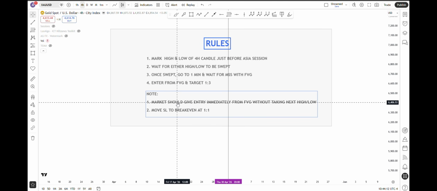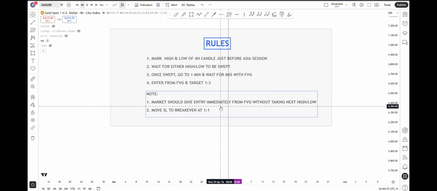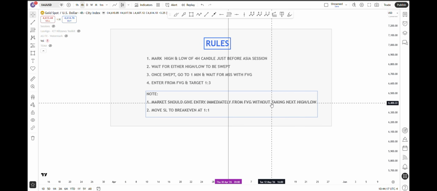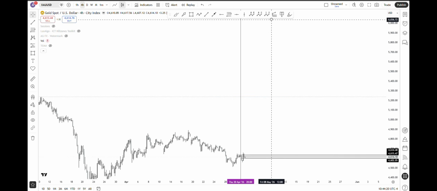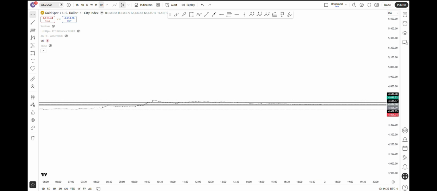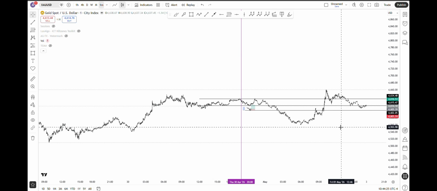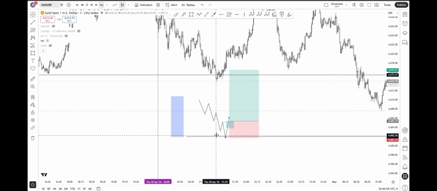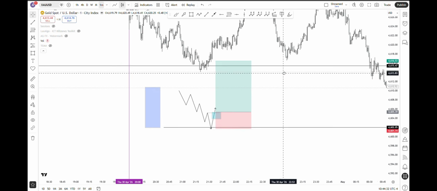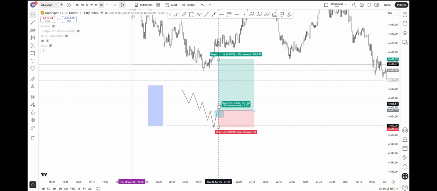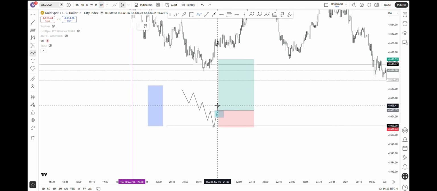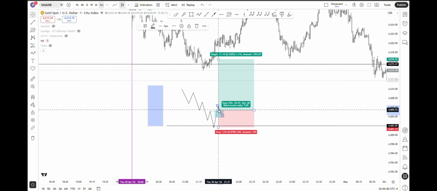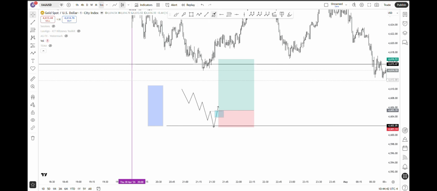The first point is that market should give entry immediately from the fair value gap without taking the next high or low. So what I'm saying is, let's say market comes down, sweeps this low, and then gives market structure shift. After that, market should immediately come down and give the entry from the fair value gap. Market should not keep continuing higher and take out the next high.